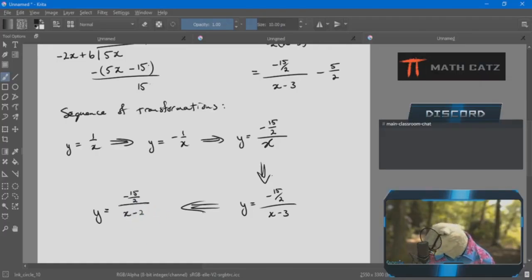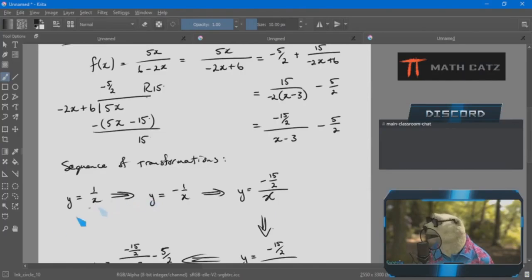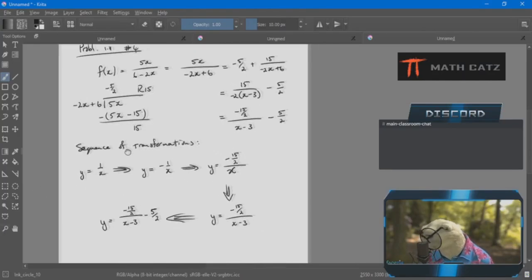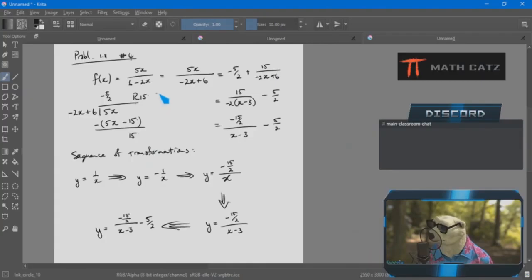Leave the vertical shift to the end. My strong recommendation: if you want to avoid mistakes, at the very least, do that. And there we go. I know it doesn't look like the original function, but it is the original function. It's exactly the same. Doesn't look it.